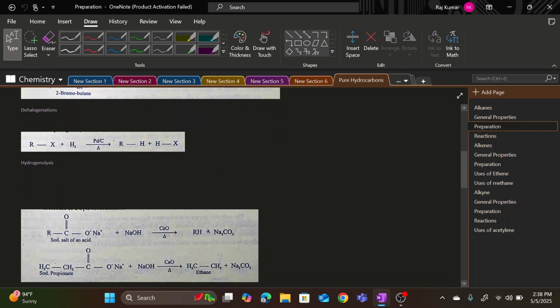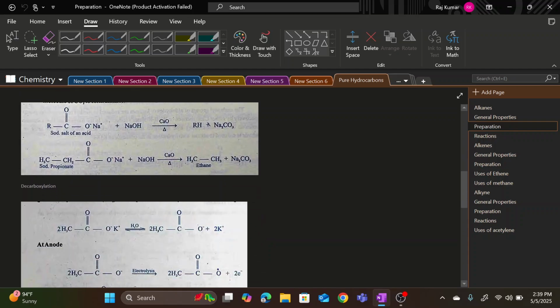And then we have hydrogenolysis. That's another method of getting the alkane, such that we take an alkyl halide and perform its hydrogenolysis. We provide hydrogen, with a bond breakage of hydrogen, in the presence of a palladium charcoal catalyst. That results in the formation of an alkane and hydrogen halide.